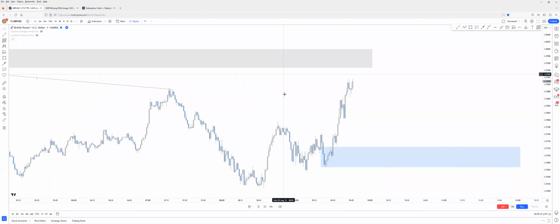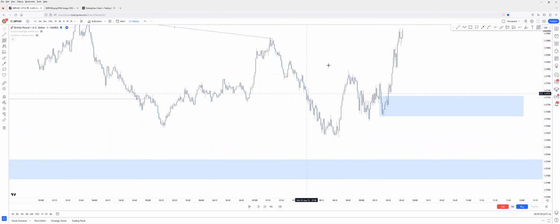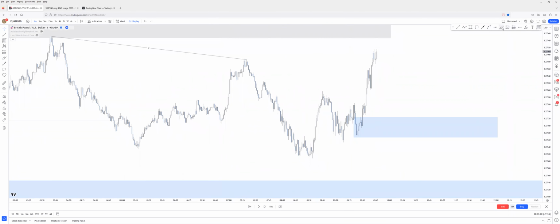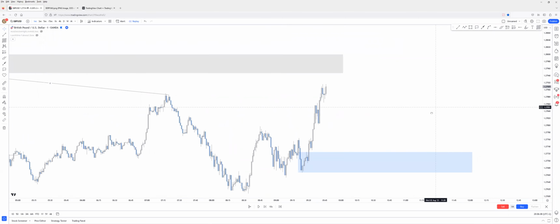So let me just show you what has happened in real time. So when I sent you the markup, price was somewhere around, I believe here. Price was somewhere around here when I sent you the markup. So at this region, we were waiting for either the mitigation of the supply or either the mitigation of the demand. Two simple scenarios. So what has happened? Let me just play price forward.